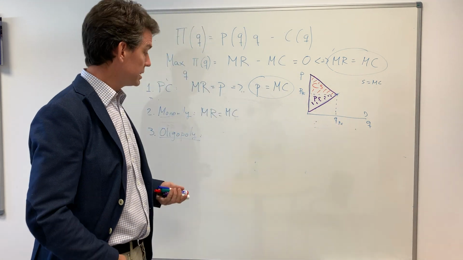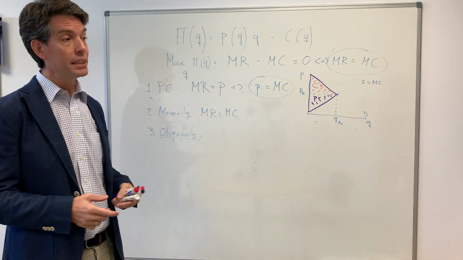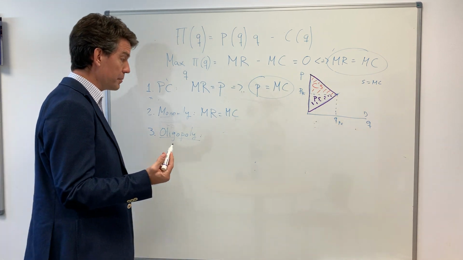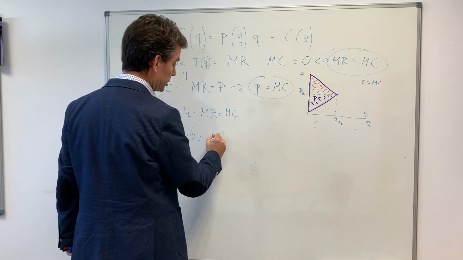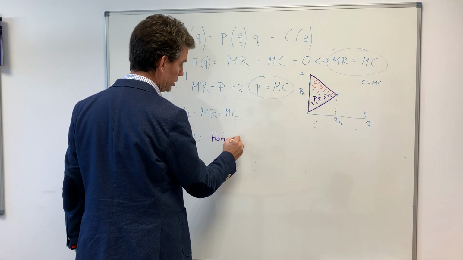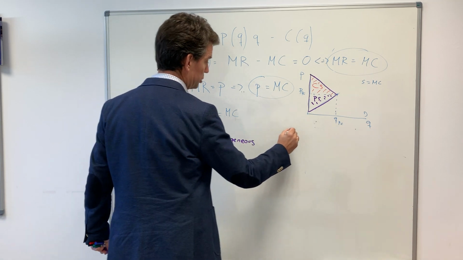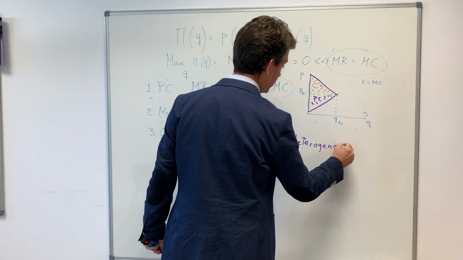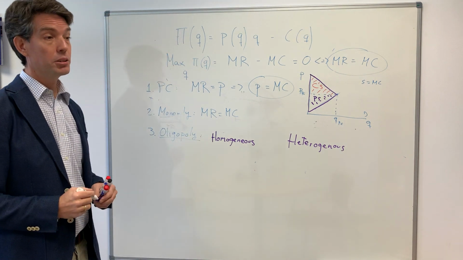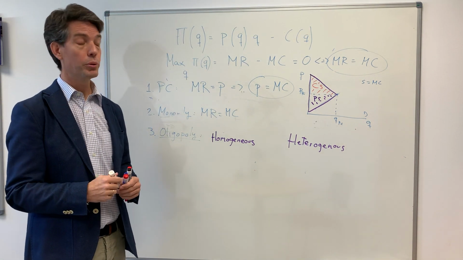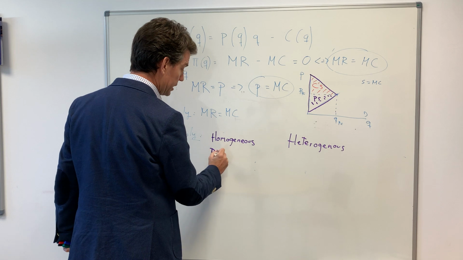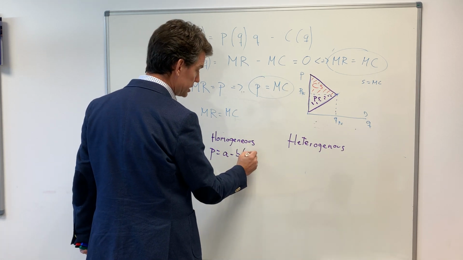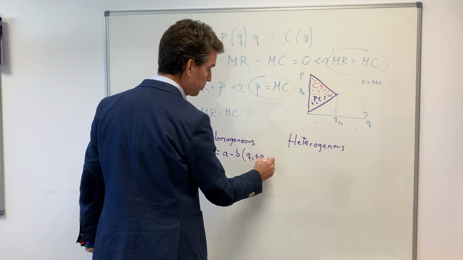And what we saw is many different models that depend on different things. The first thing that is very important is whether the product is homogeneous or heterogeneous. What does it mean? Well, if the product is homogeneous, it means there's only going to be one demand function. The price is going to be A minus B multiplied by the total quantity, which if there are two companies, may be the sum of Q1 plus Q2.